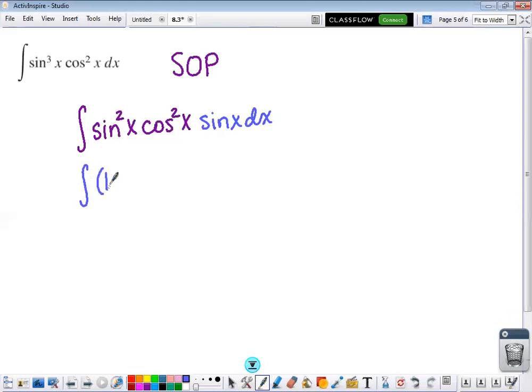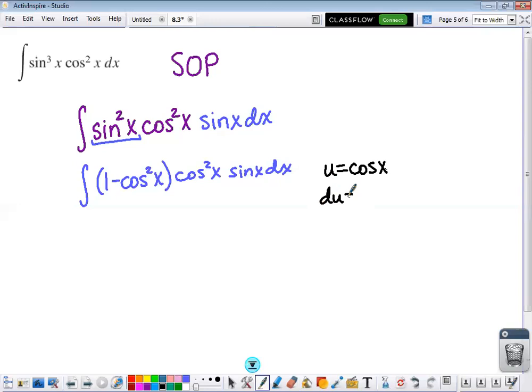So substitute 1 minus cosine squared in place of the sine squared x, and then bring the rest of the problem down. Okay, your u substitution, u would equal cosine x. du would equal negative sine x dx. So we are going to need a negative. You may want to go ahead and distribute this one out. It might be a little easier so you don't get mixed up.